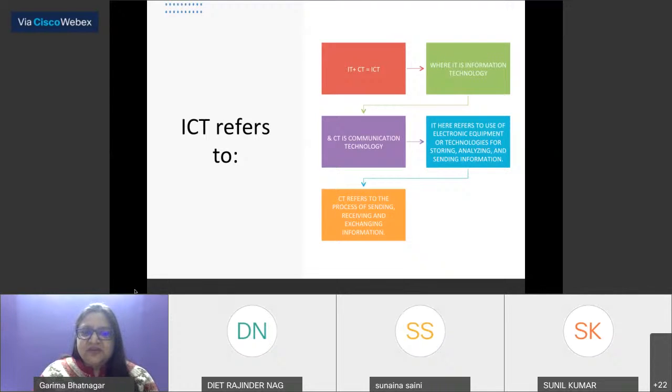So we have electronic equipment which we are using these days: mobiles, tablets, laptops. I'm doing it right now. And I'm storing some information, I'm analyzing some information, and I'm sending information to you. CT refers to the process of sending, receiving, exchanging information. So both the things, communication and information.